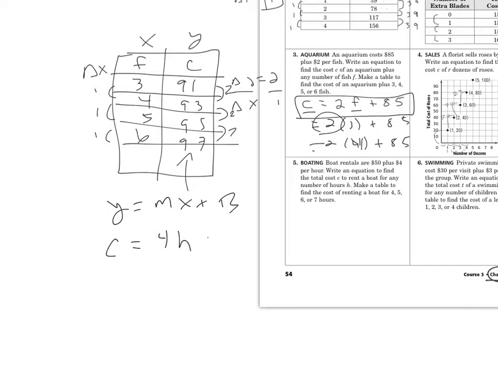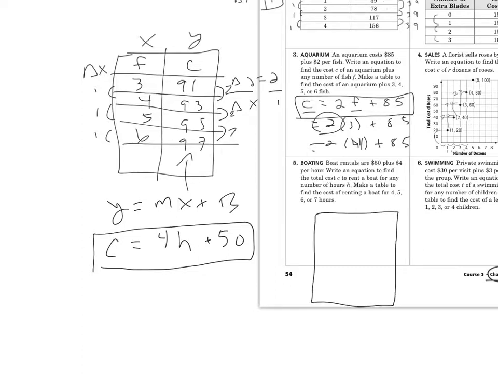$4 an hour plus the $50 flat fee or cost. Okay? So again, that's how you write it in an equation. You put the fixed cost, the 50, and you put the 4 next to the H, for the number per hour, and then that's going to equal what we're trying to find, the total cost C. Right, and then we want to make a table for finding the cost for 4, 5, 6, or 7 hours.